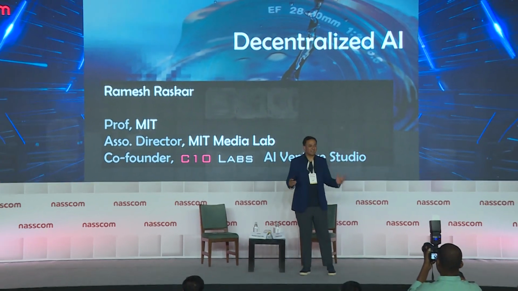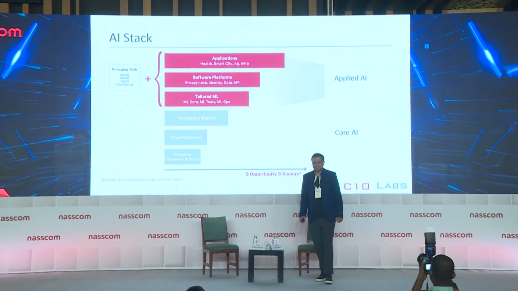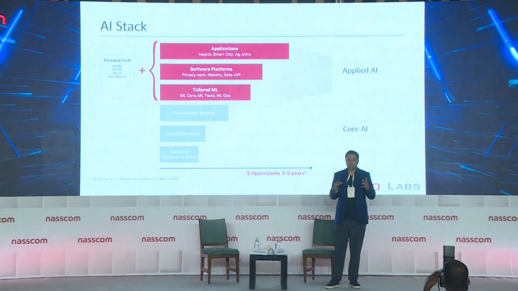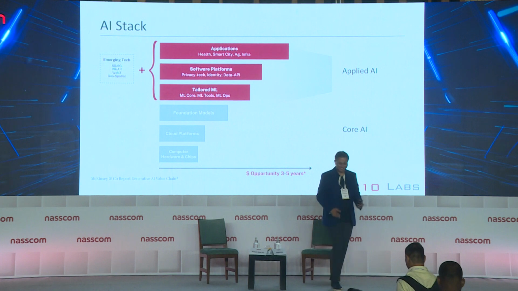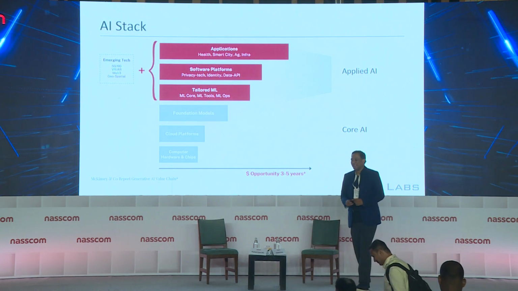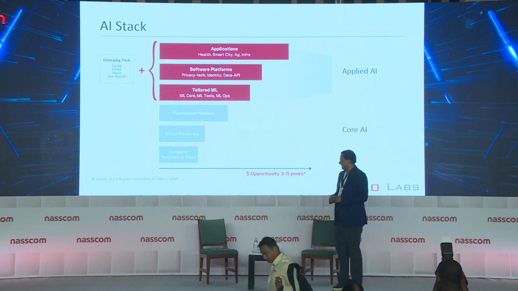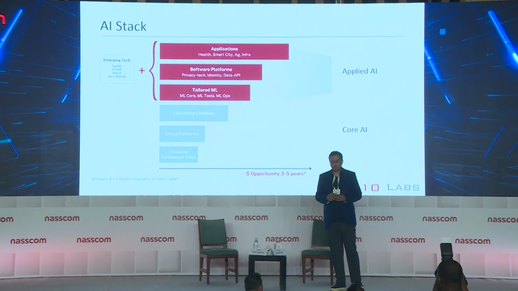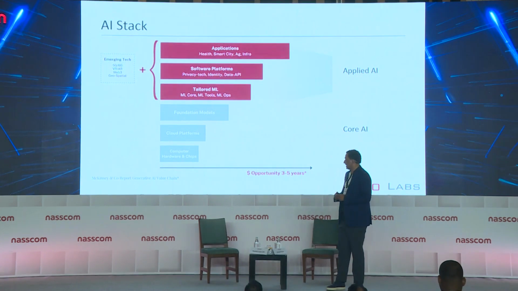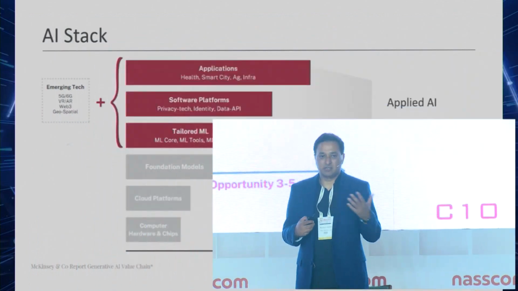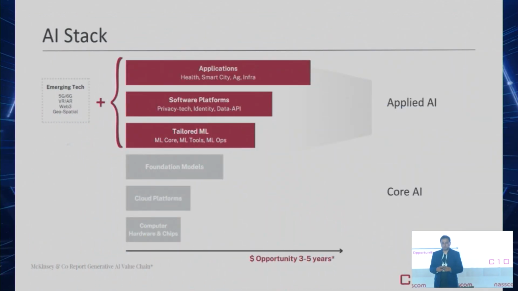Let's talk about decentralized AI. But before that, consider the AI stack today. You can think of the AI stack as having two parts, the core AI and the applied AI. The core AI is making a lot of noise, which is chips and cloud platforms and even foundation models. And then on top of that is applied AI that we have been hearing about today, kind of tailoring those models for your tasks, different software platforms that are necessary, and applications, and they're all supported by other emerging technologies in communication, VR, AR, geospatial, and so on.